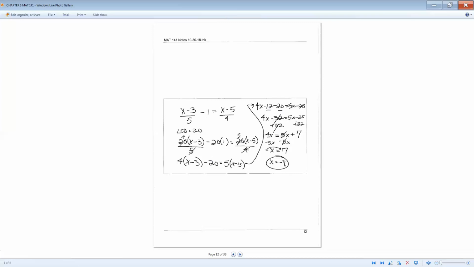Add the 32 to both sides. That'll just be 4x on the left, and 5x plus 7 on the right. Subtract 5x from both sides. That'll be negative x equal to 7. Take my negative over. x is equal to negative 7.